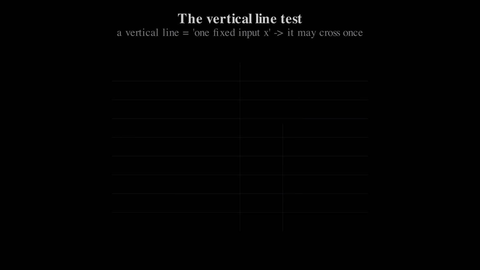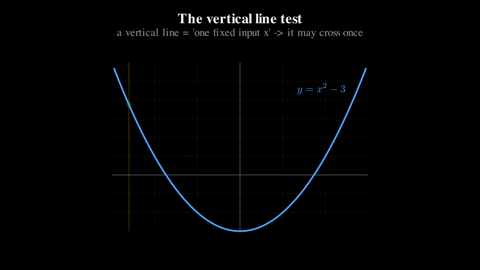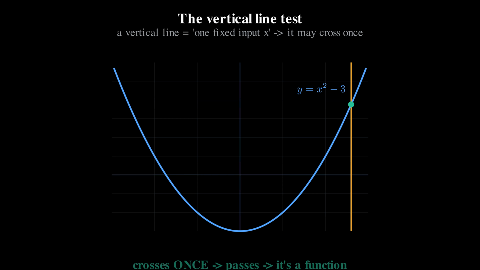Here's how to see the one output rule on a graph. The vertical line test. A vertical line stands for one fixed input, x. Sliding it across asks, at this x, how many y values does the curve give? Take our parabola and sweep a vertical line through it. Everywhere it goes, the line meets the curve exactly once. One input, one output, all the way across. It never catches 2 points at the same time. So the parabola passes the vertical line test.